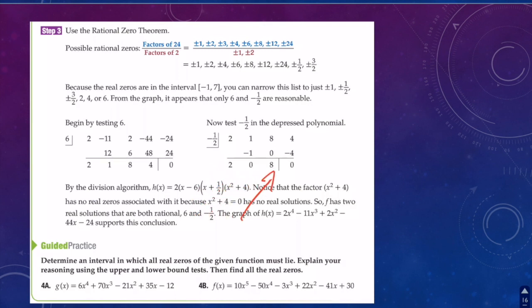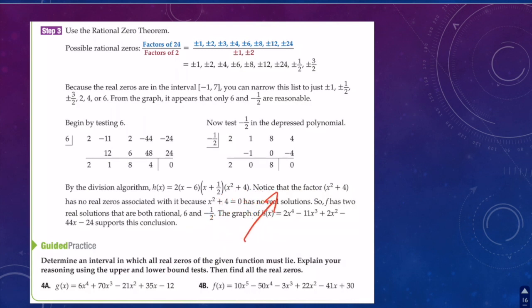And sure enough, we end up with this depressed polynomial again. And then this one represents 2x squared plus 8. And when we factor out that 2, that ends up being this x squared plus 4. So take a look at this now. By the division algorithm then, h of x is equal to 2 times (x minus 6), which came from this, times (x plus a half), which came from this right here, and (x squared plus 4).